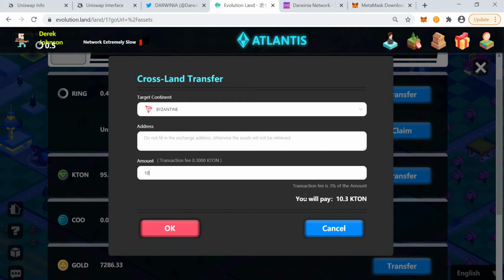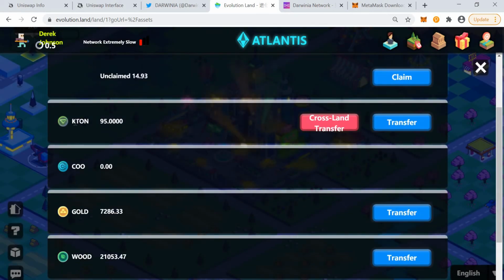If you're doing it for arbitraging, for JustSwap, or vice versa, for Uniswap, there is going to be a penalty for transferring, so make sure it's worth your time. If you're just sending KTON for governance, which is holding KTON in your wallet, you receive dividends through EvolutionLand, which we'll talk more about in another segment as well. Okay, and so that's KTON.